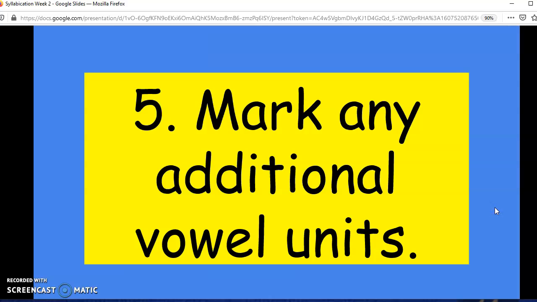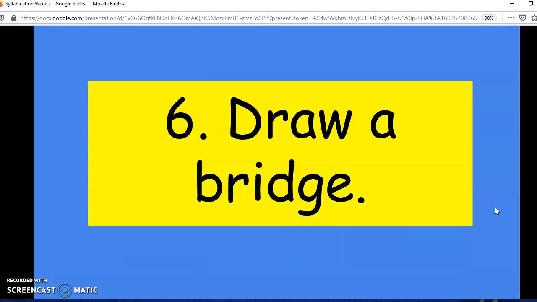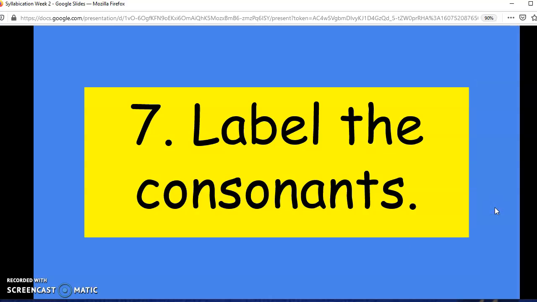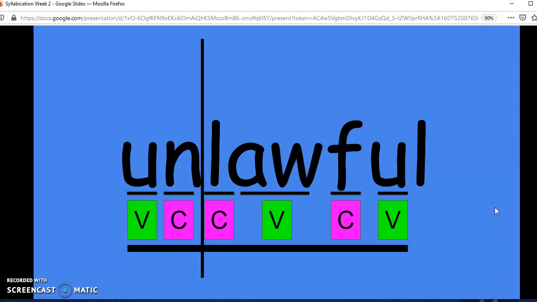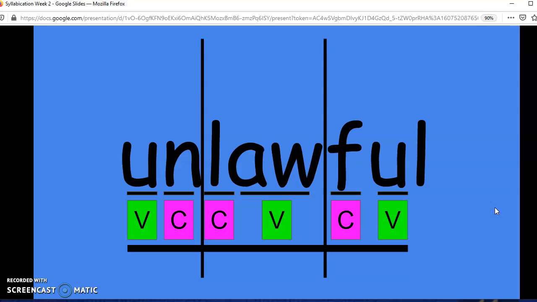Now, as you notice, there is another vowel, so we're going to go ahead and mark that one. We're going to draw a new bridge. We're going to label the consonants in that bridge. And we're going to draw our other syllable wall. So you can see this is a 3-syllable word.